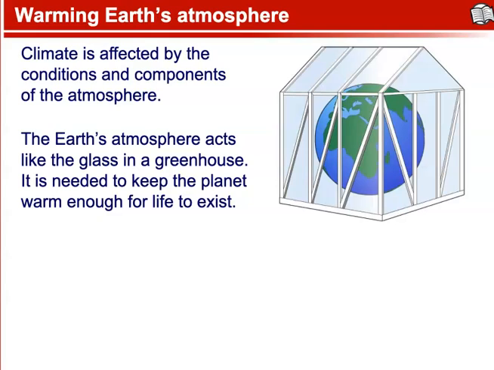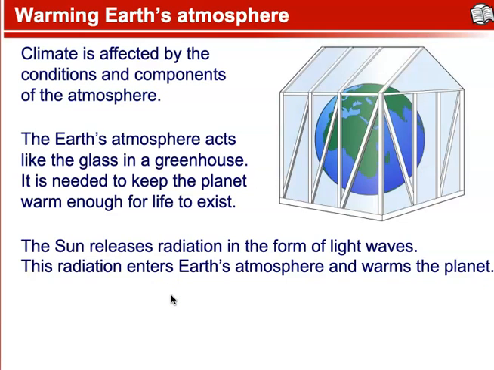Warming Earth's atmosphere. Climate is affected by the conditions and components of the atmosphere. The Earth's atmosphere acts like the glass in a greenhouse. It is needed to keep the planet warm enough to sustain life.